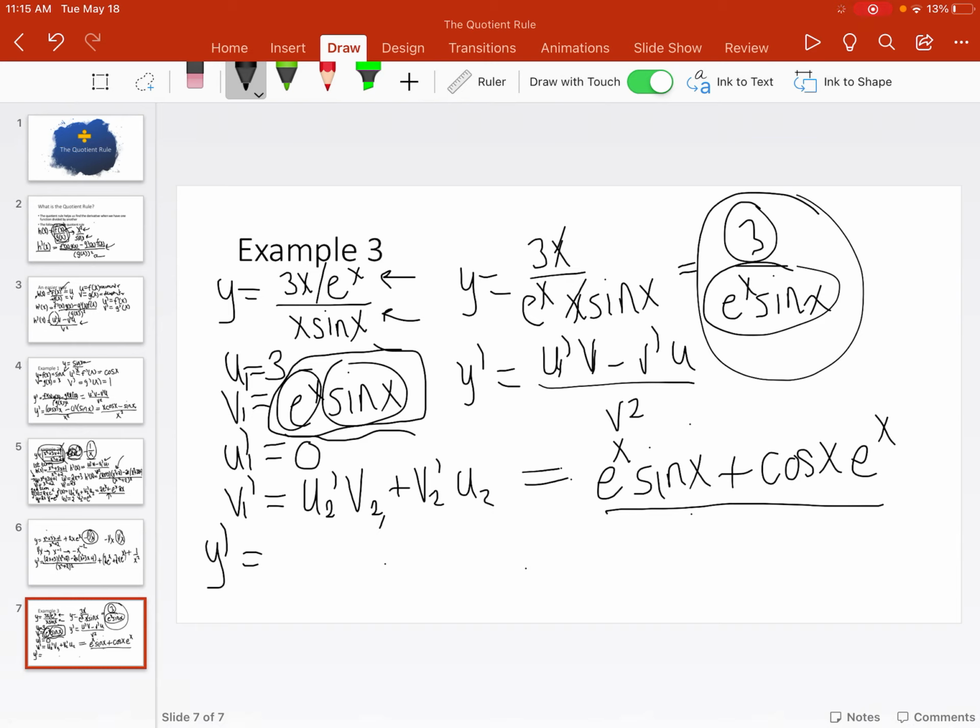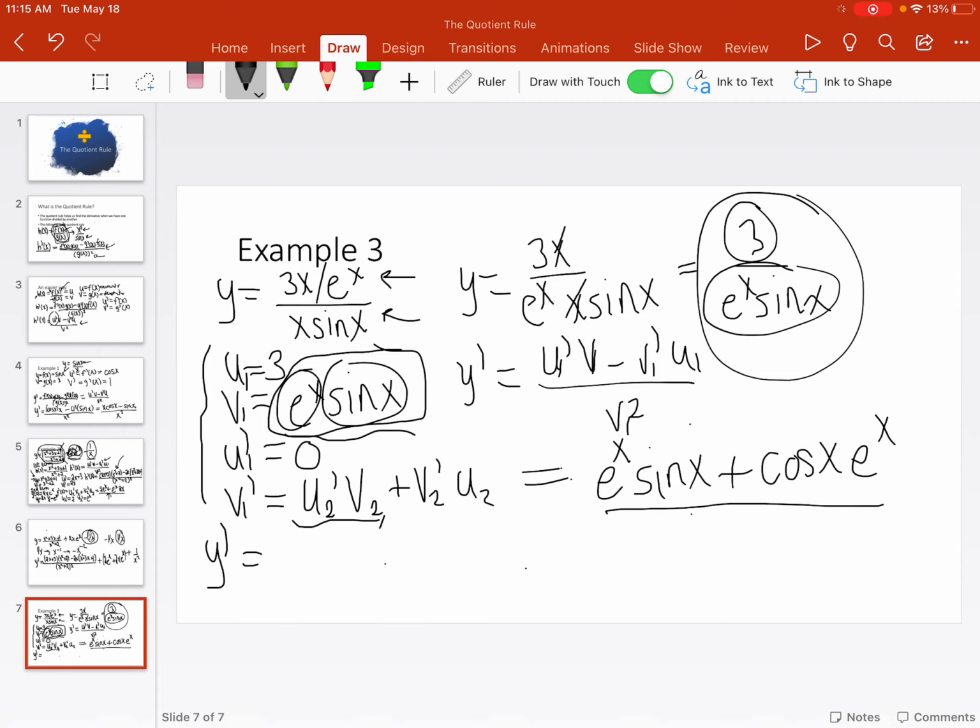Because remember, this is u1, this is v1, this is v1 prime, this is u1, this is v1 squared. And that's because we want to differentiate between our use of u and v here and our use of u and v here, right? Because they're distinct, they're different. So they represent different functions. So let's put it all together.